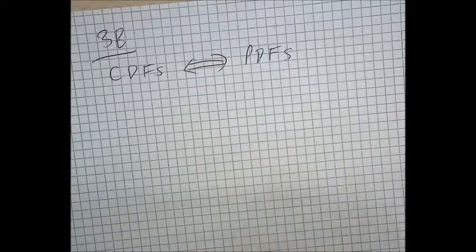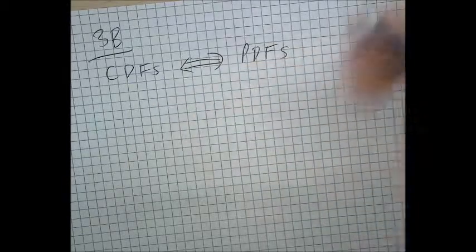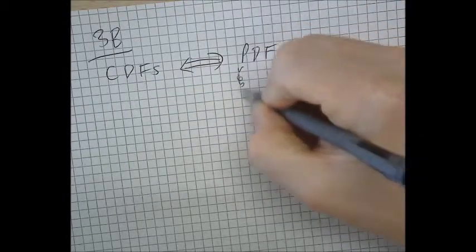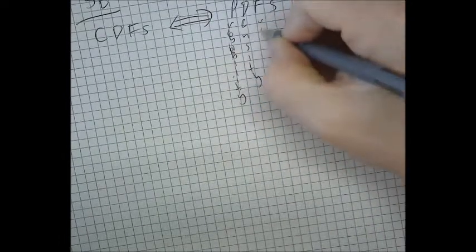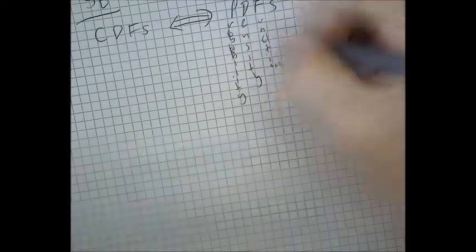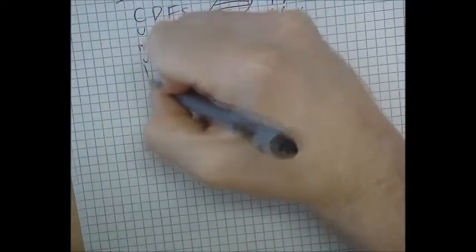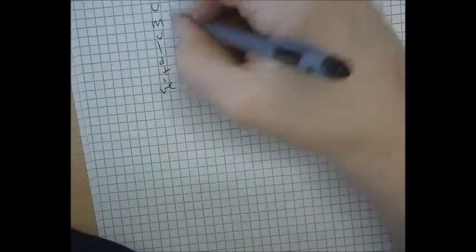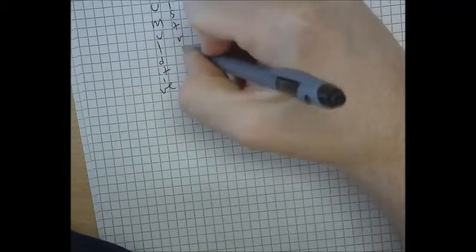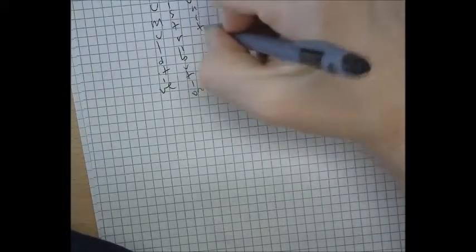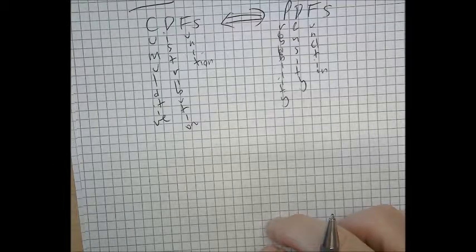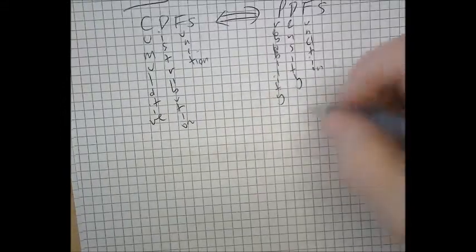3B is about PDFs and CDFs. PDF stands for probability density function. CDF stands for cumulative distribution function. They're different not just because of what the D stands for, but also in their role.